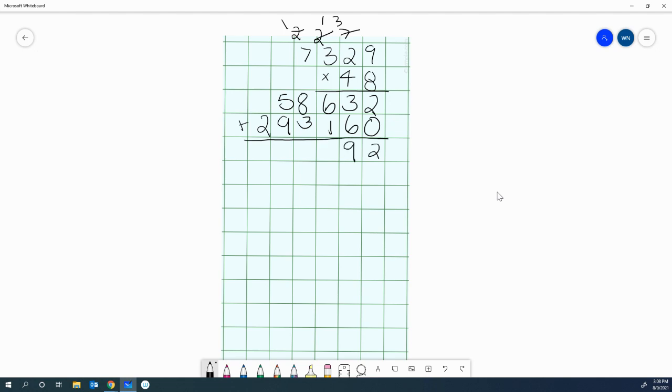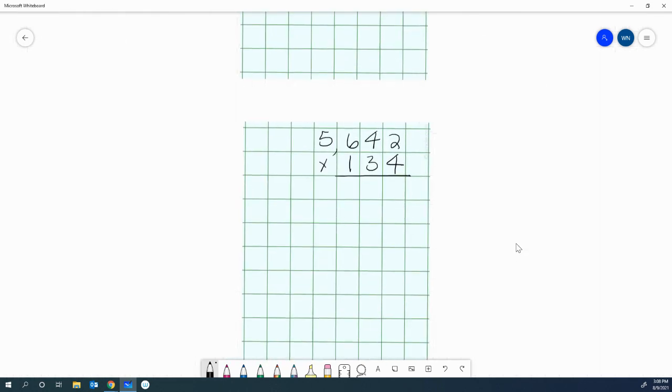3 plus 6 is 9. 6 plus 1 is 7. 8 plus 3 is 11. 15 and 3. You should have gotten 351,792. If you did not get that number, I want you to erase your work or move on to the side and rework it out to see where you went wrong. Compare your work with mine to see where your mistake was.